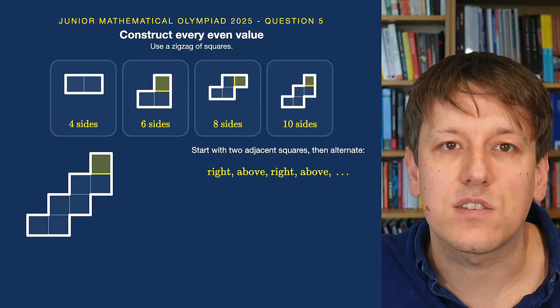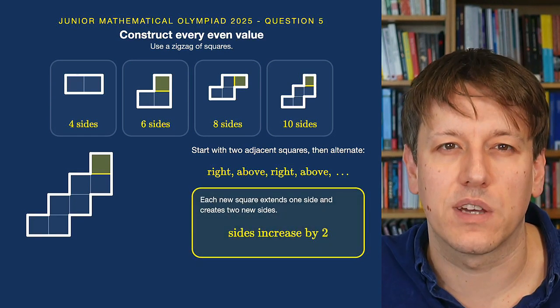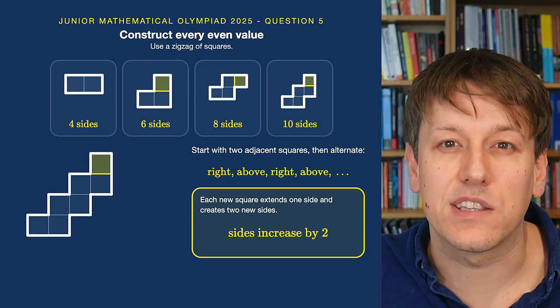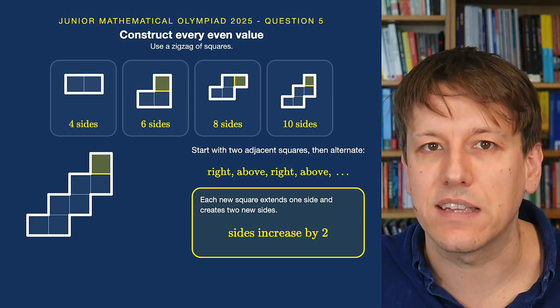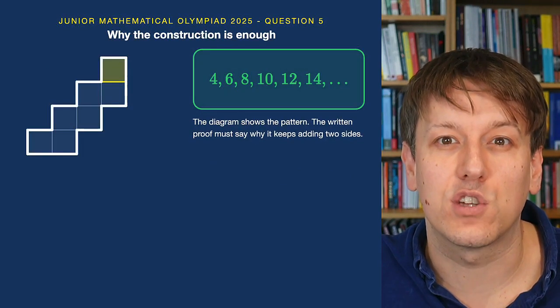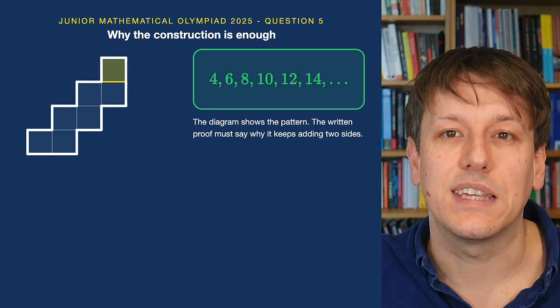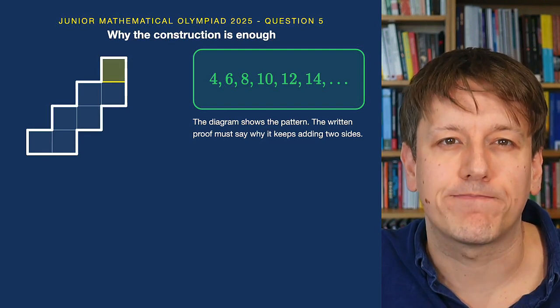Each time we add a square in this zigzag pattern, one existing side is extended and 2 new sides appear, so the number of sides goes up by 2 each time, and that gives us polygons that have 4, 6, 8, 10, 12, 14 and so on sides, and it does then show that if we continue this, every even value of n greater than or equal to 4 is achievable.